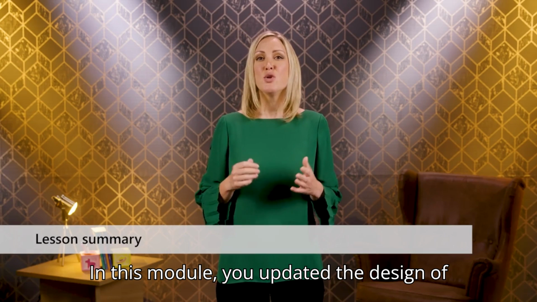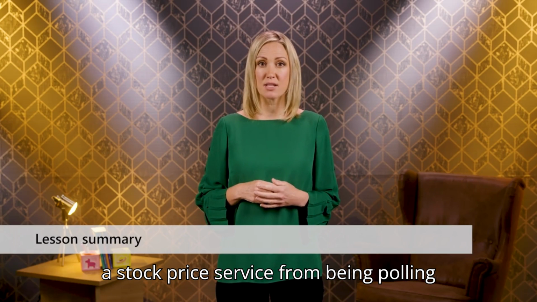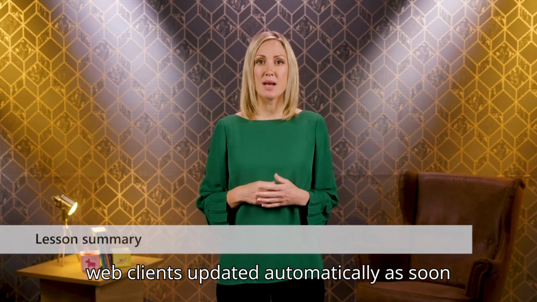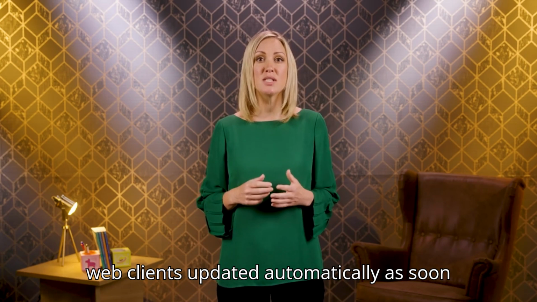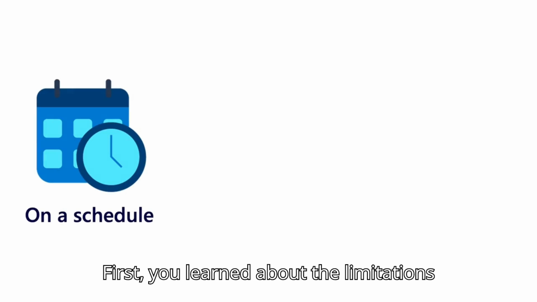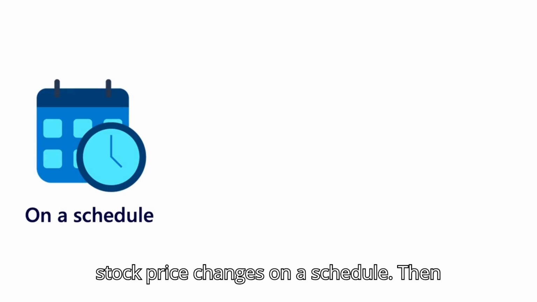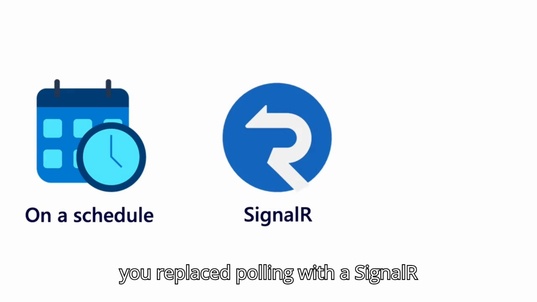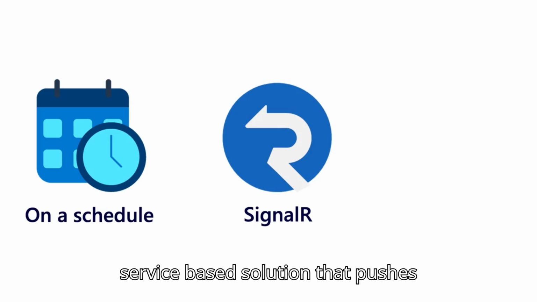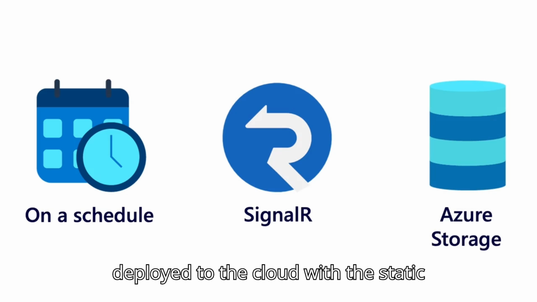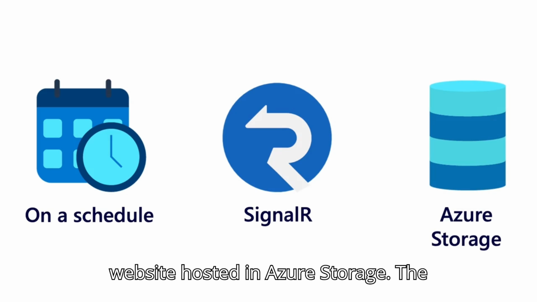In this module, you updated the design of a stock price service from being polling-based to push-based. The goal was to keep web clients updated automatically as soon as changes to the data were available. First, you learned about the limitations of the existing solution, which looked for stock price changes on a schedule. Then, you replaced polling with a SignalR service-based solution that pushes updates to clients as changes are available. Finally, the solution was deployed to the cloud with the static website hosted in Azure Storage.